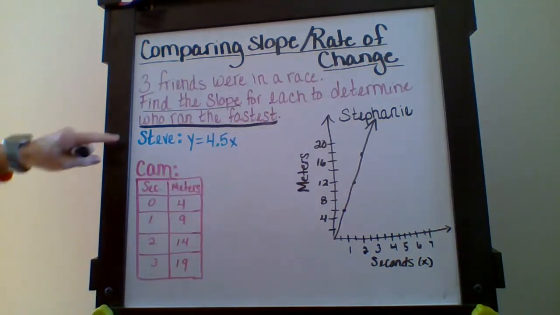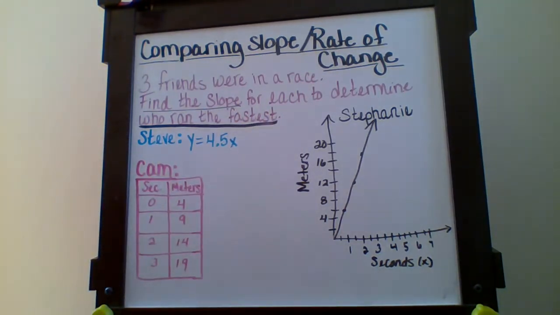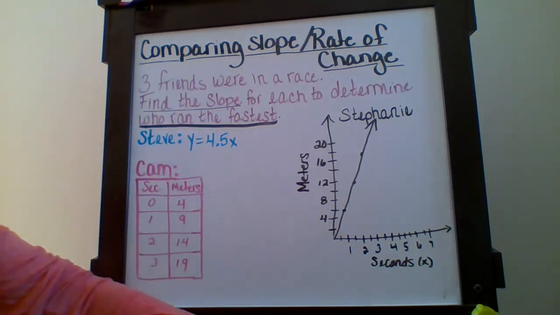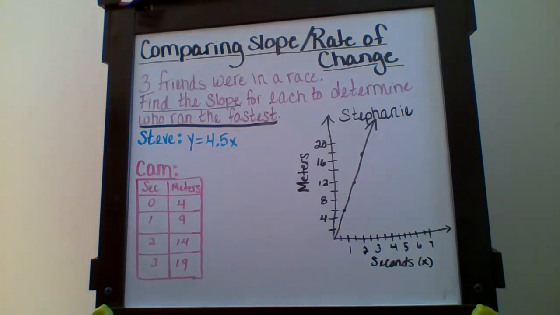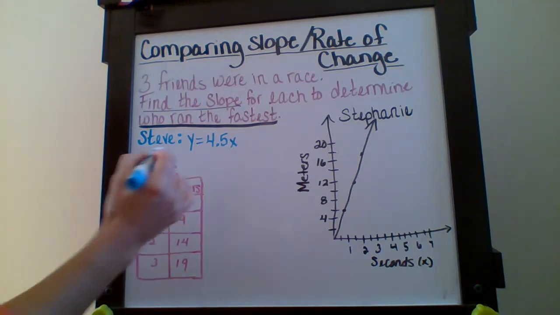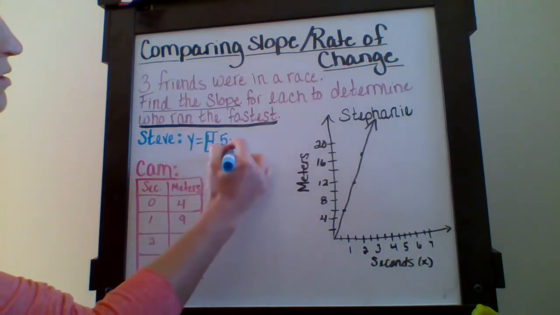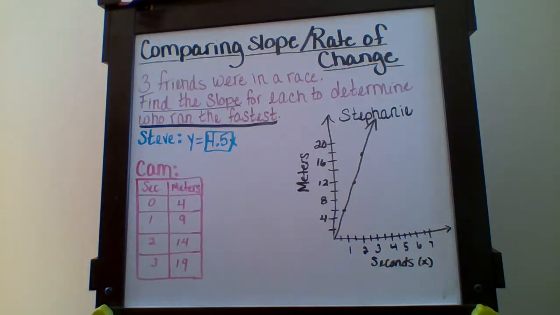The first one that we're going to look at is Steve, and Steve is represented with an equation that says y equals 4.5x. If I have to find the slope for each, I know that in an equation, slope or rate of change is the coefficient of x. So Steve's slope or rate of change is 4.5, not the x.